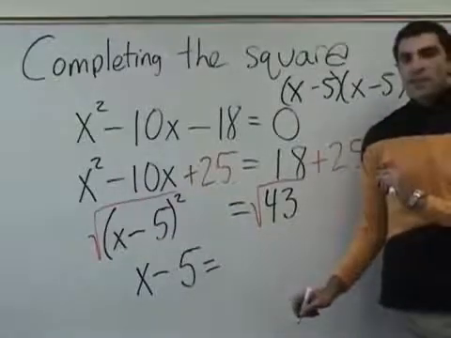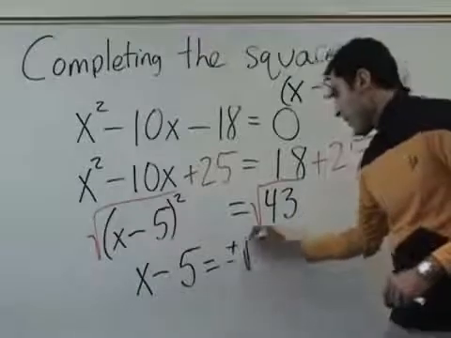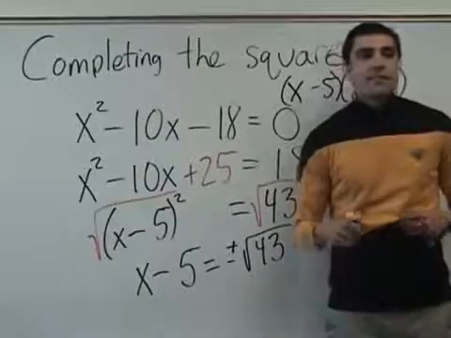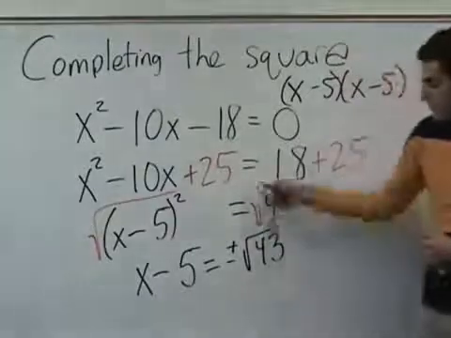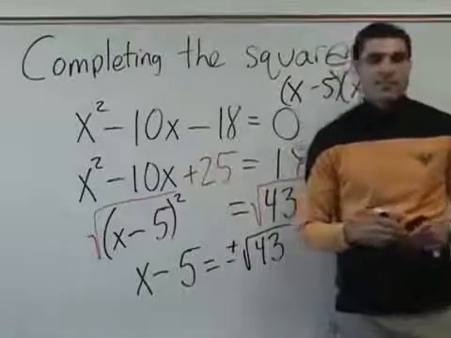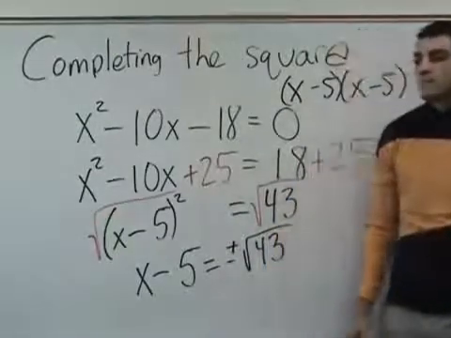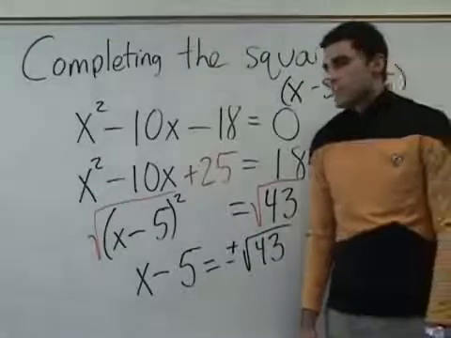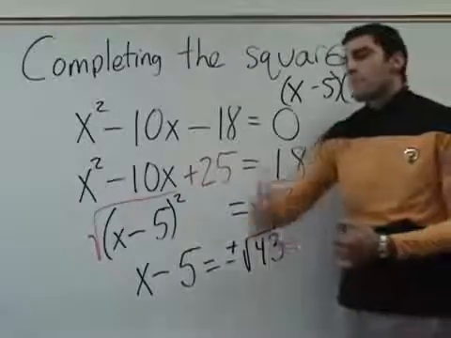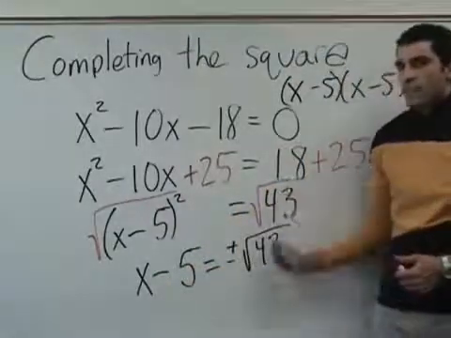Okay, we're going to leave it in square roots, and we're going to say plus or minus the square root of 43. Now, I want you guys to get used to the idea of whenever you take a square root, you make it plus or minus the square root. But you can never have a negative number coming out of a root. A square root can't result in a negative number, but you're allowed to have negative square roots.